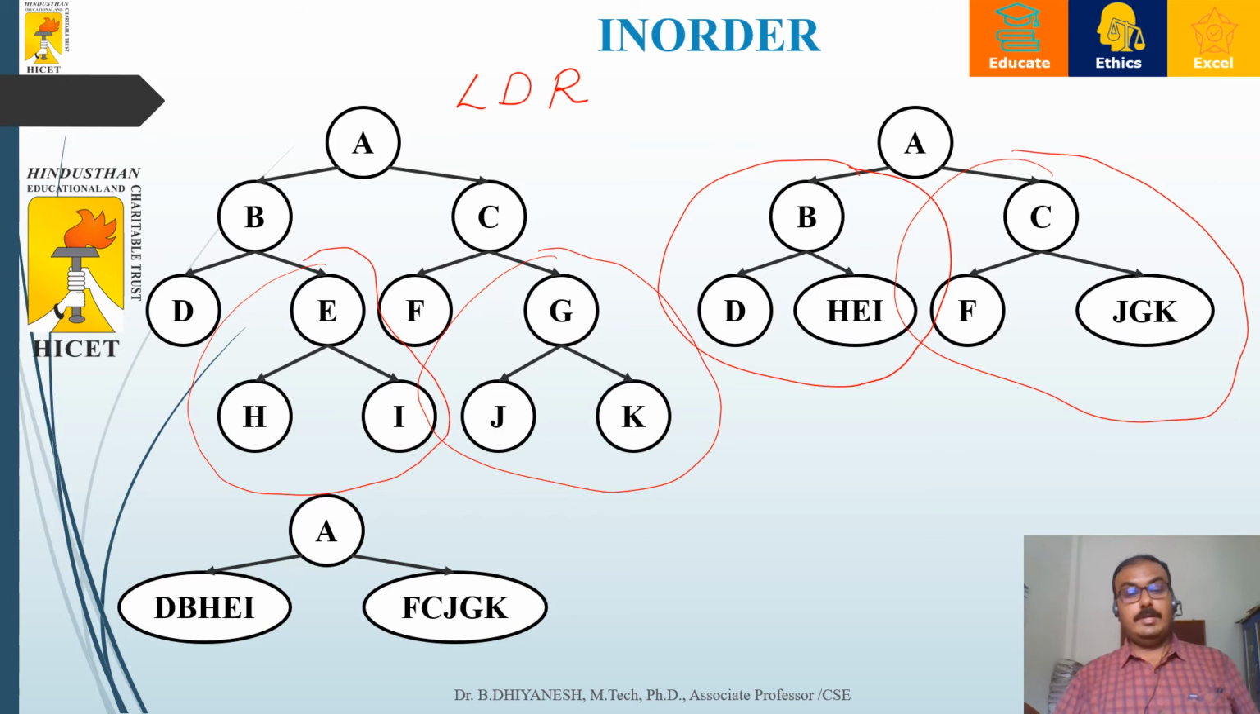And finally, we need to solve this subtree. If you solve this, D B H E I is the left subtree, the root node is A, and the right subtree is F, C, J, G, K. So this is our answer.